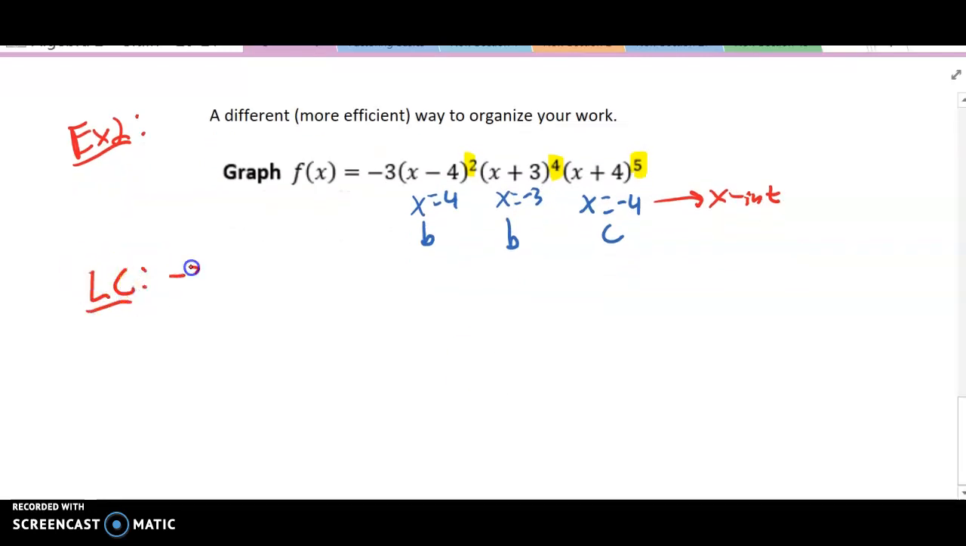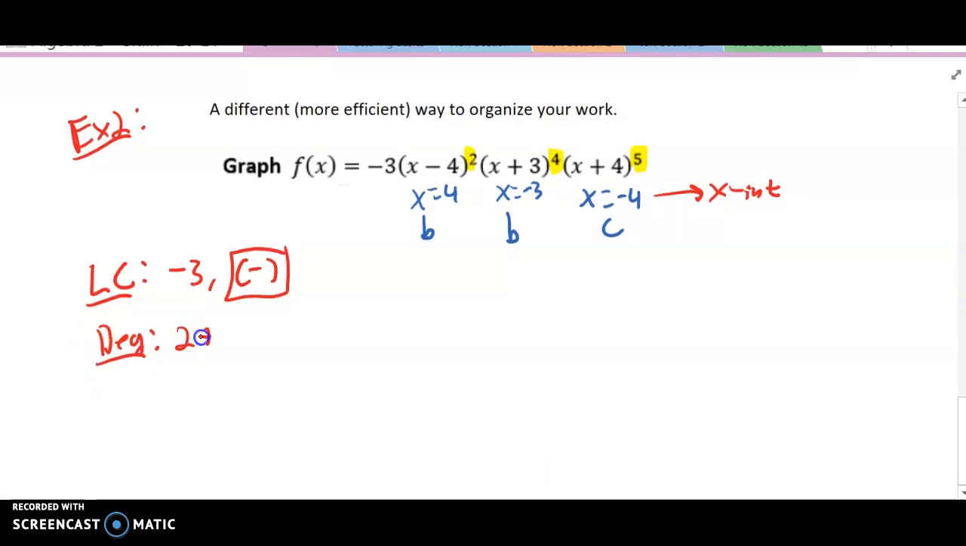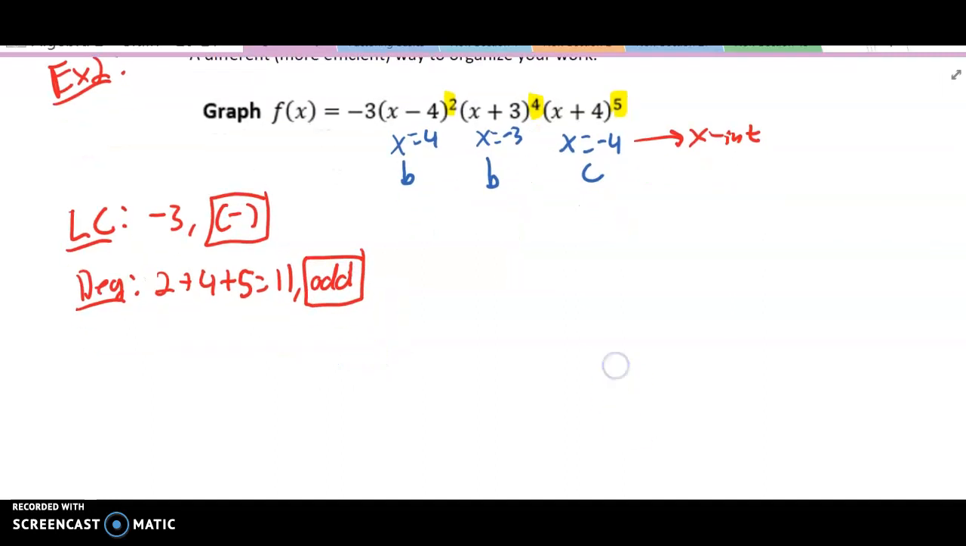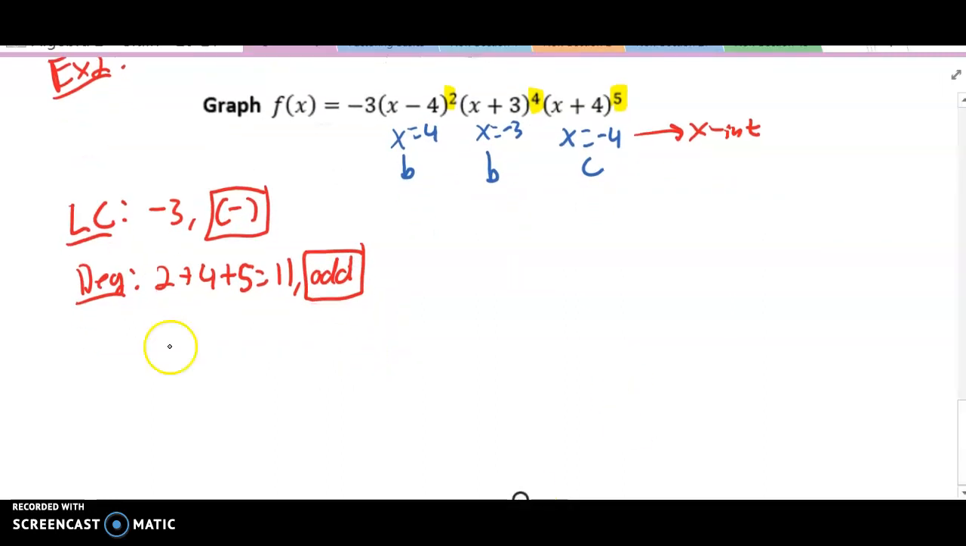Okay, let's do our leading coefficient. Is that -3, negative, and then our degree is the sum of the exponents. 2 and 4 and 5 is 11, which is odd. So I'm interested in the shape that is negative odd. That looks like this. You'll eventually want to have the 4 shapes memorized. Remember, there's only 4 cases: positive, negative, even, odd.